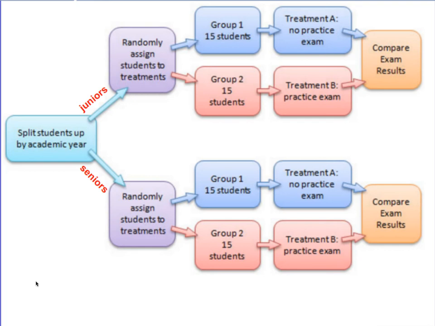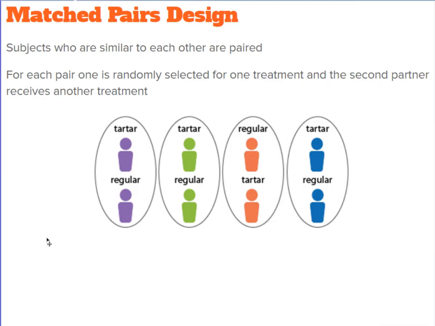And here's an example of what it looks like. We're going to test how students do with no practice test and with a practice test, and how they do on the final exam. We're going to split them up by year. We take all the juniors and split them up between no practice and practice, and then we take all the seniors and split them up between no practice and practice. Then everybody takes the exam and we compare the results.